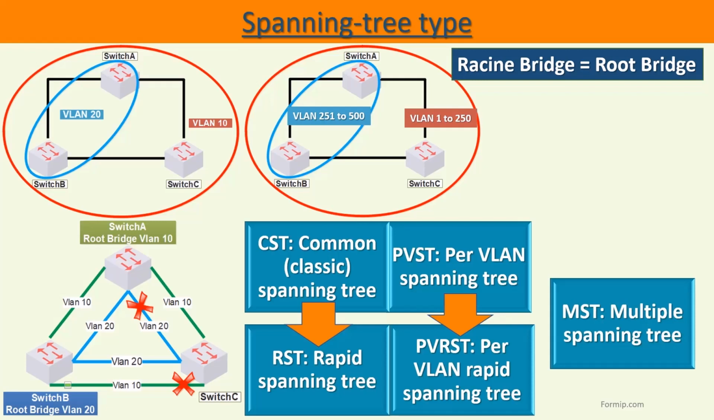This is where multiple spanning trees come in. Thanks to it, it is possible to assign VLAN numbers to a spanning tree instance. If we use it on this topology, we would therefore have one calculation for VLANs from 1 to 250, and another calculation for VLANs from 251 to 500, which represents only 2 calculations, which is much better than 500.